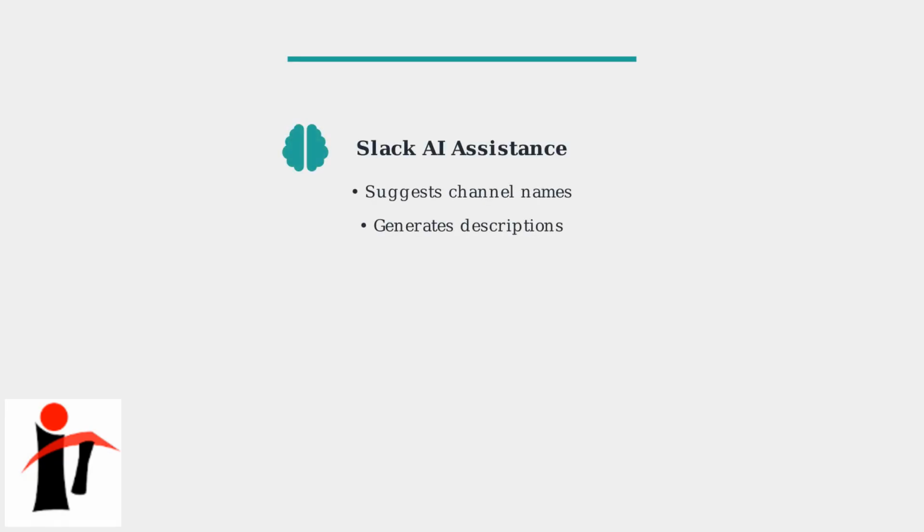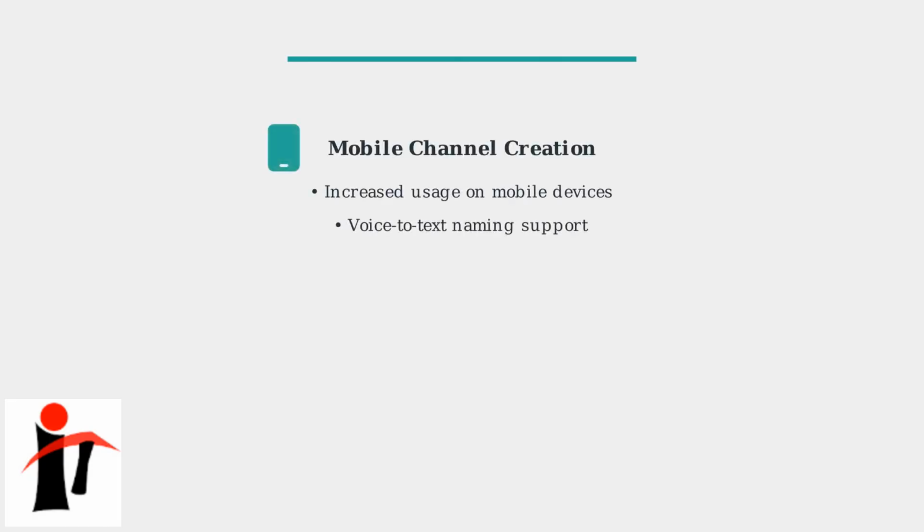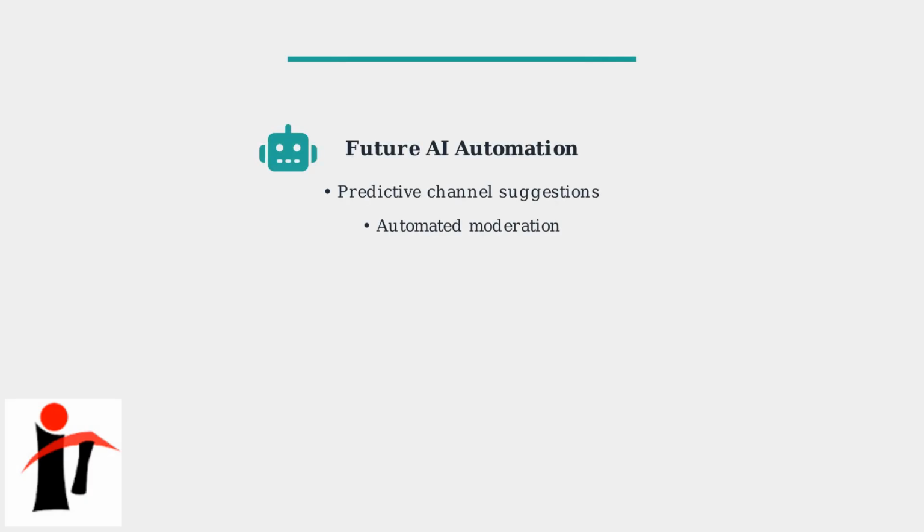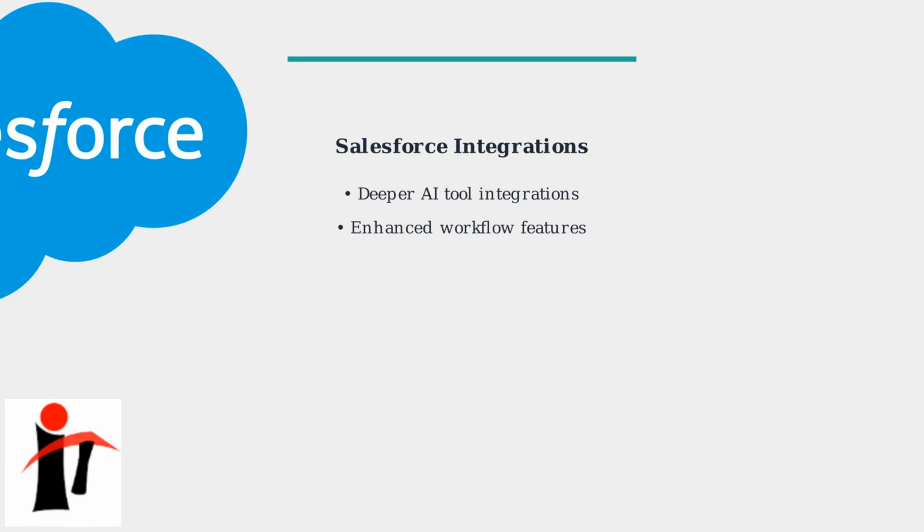Slack AI can now suggest channel names and descriptions during creation, making it easier to get started. Mobile channel creation has increased significantly, now supporting voice-to-text naming for quick setup on the go. Expect AI to further automate channel management with predictive suggestions and automated moderation features. Salesforce plans deeper integrations with AI tools to enhance channel functionality and workflow.